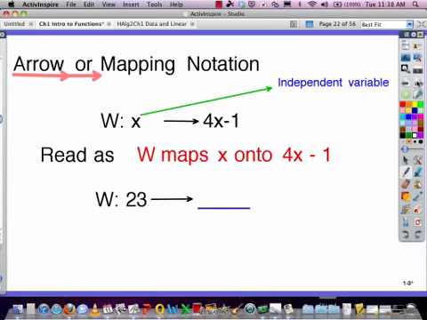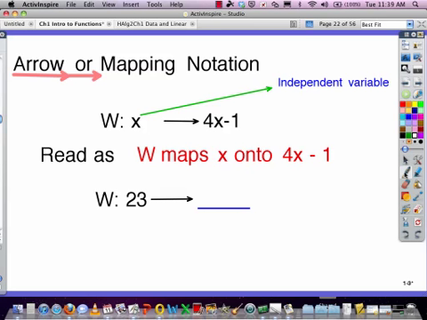The second type of function notation is called arrow or mapping notation. It's very similar, but written with a few different symbols. So look at this one. W is my identifier. W is in the same position the F was previously. X is the independent variable, so the location of the independent variable is there. Then you see an arrow, and then you see 4x minus 1. 4x minus 1 is our rule, our function, where we're going to be doing our work in this equation. So, read as W maps x onto 4x minus 1. W is the identifier, maps is our arrow, x is the independent variable onto our rule, 4x minus 1.